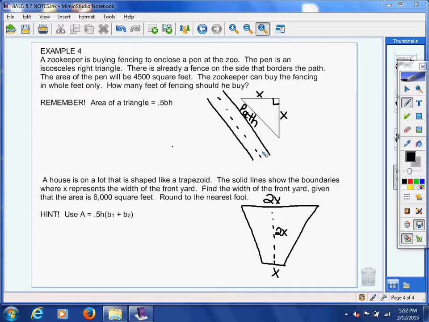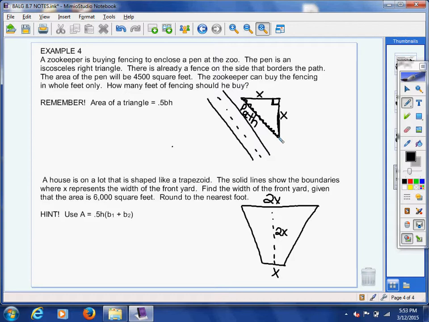So here you see that I have drawn for you a right triangle, indicated right here. And isosceles just means that the legs are the same length. Two of the legs are the same length, and the third one is something different. That's what an isosceles right triangle is. Now, there's already a fence on the side that borders the path. So we already have fencing here. I'm going to squiggle through that so maybe you can imagine that to be your fence. And we need fencing on the other two sides.